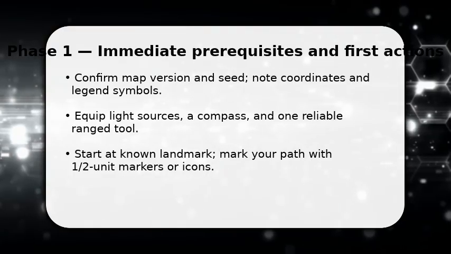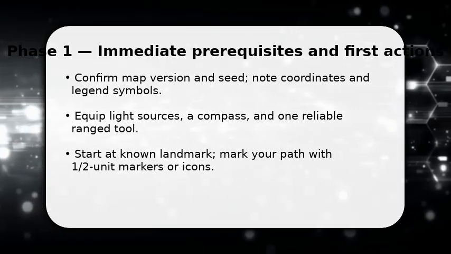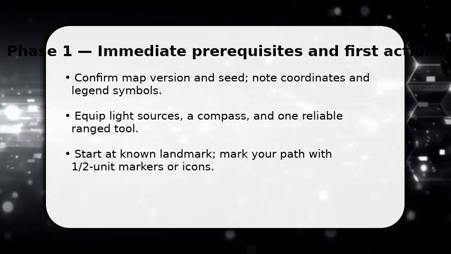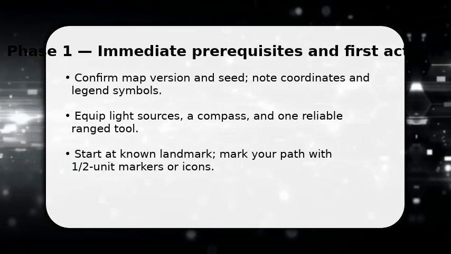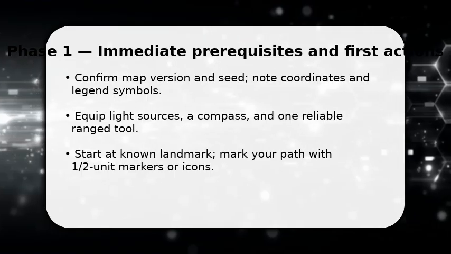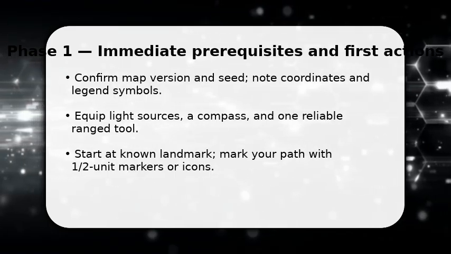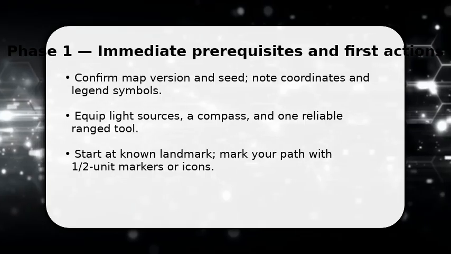You start by validating prerequisites. Check the updated map, seed, and legend so you know what counts as an end room marker. Once done, gear up: light, compass, a ranged tool, and choose a clear starting landmark. This reduces backtracking. Then begin with systematic sweeps.